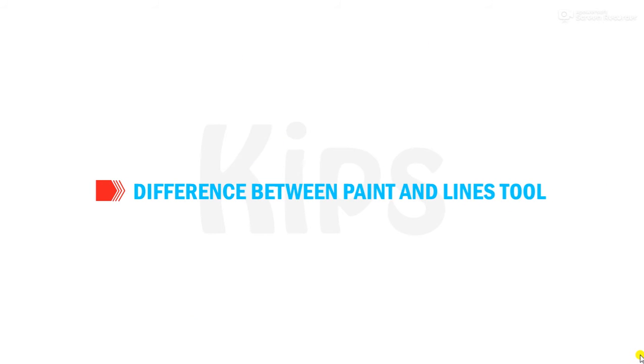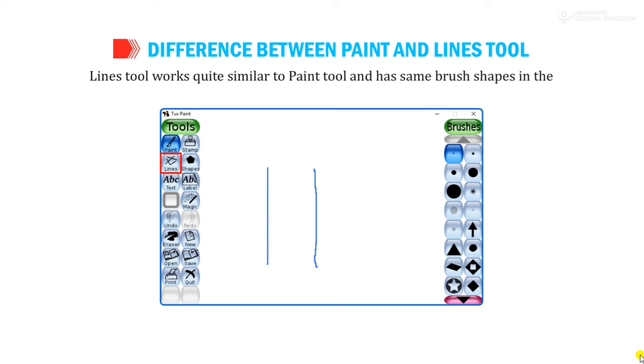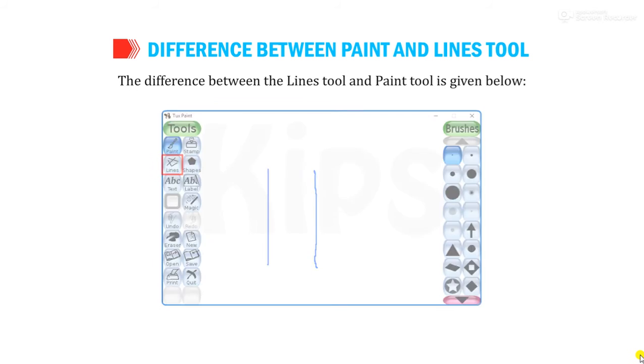Students, let's talk about difference between Paint and Lines tool. Lines tool works quite similar to Paint tool and has same brush shapes in the sub-toolbox. It is used to draw straight lines and straight patterns. The difference between the Lines tool and Paint tool is given below.